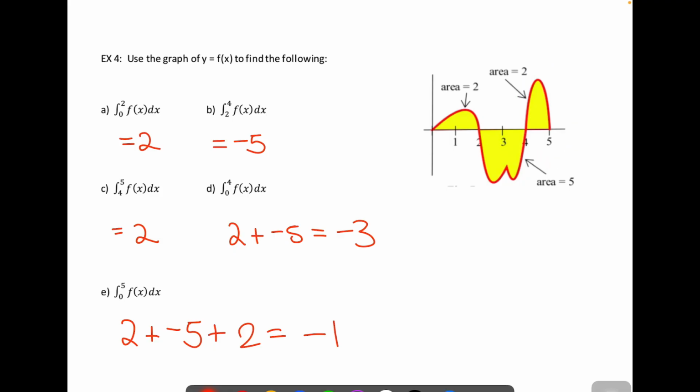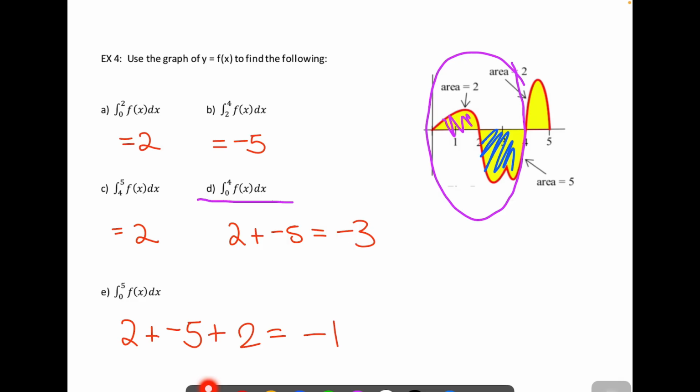So for example, if I want to find the integral from 0 to 4, part of the function lies above the x-axis, and part of the function lies below the x-axis. So what I can do is take my answers from part A and B and just add them together. So I know if I integrate from 0 to 2, I'm going to get 2. I already did that. And if I integrate from 2 to 4, I'm going to get negative 5. So my final answer should be 2 plus negative 5, or negative 3.